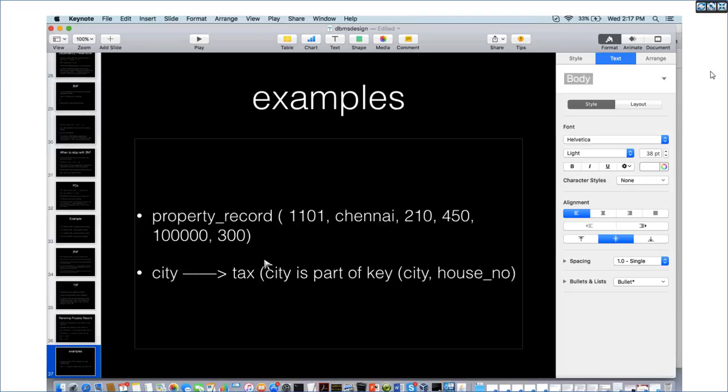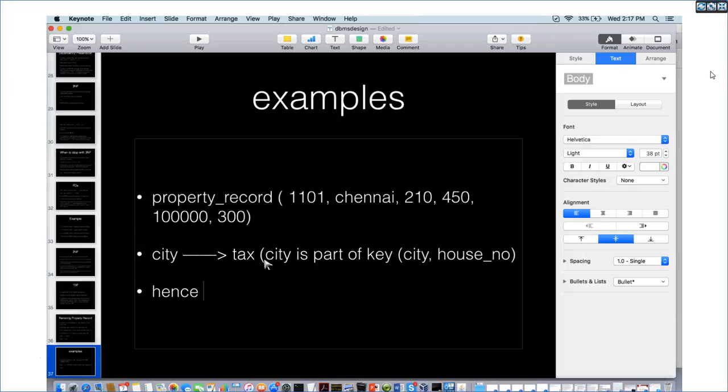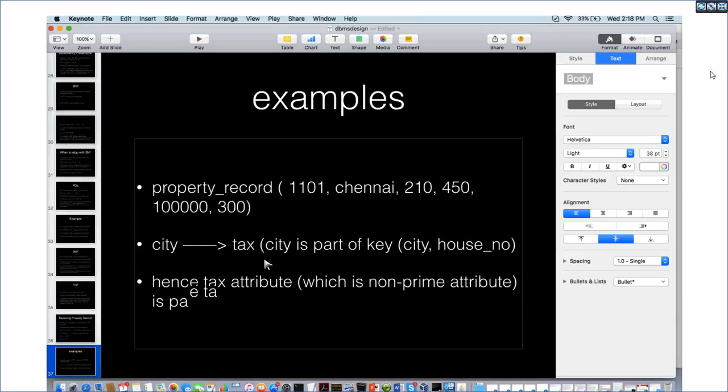Hence, the attribute tax, which is a non-prime attribute, not part of the key, is partially dependent on the key attribute city. Not the full key, it is partially dependent on the key attributes city and house number. Hence, not in second normal form.